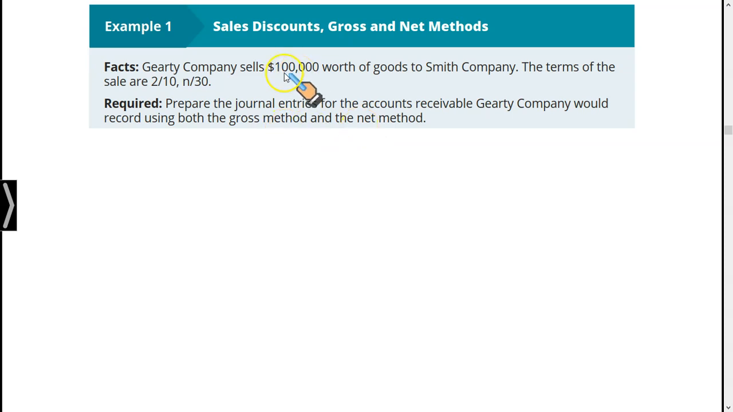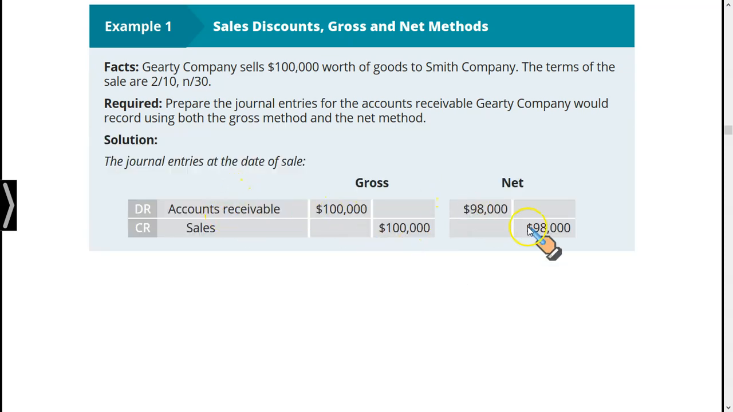So in the gross method, we will take the full amount of the sales. We debit account receivables and credit sales by $100,000. That's the gross method. But in the net method, we will deduct 2%, which is 2,000. That is 100,000 less 2,000, 98,000. So we debit receivable with 98,000 and credit sales with 98,000. Let me show you. Gross, net.